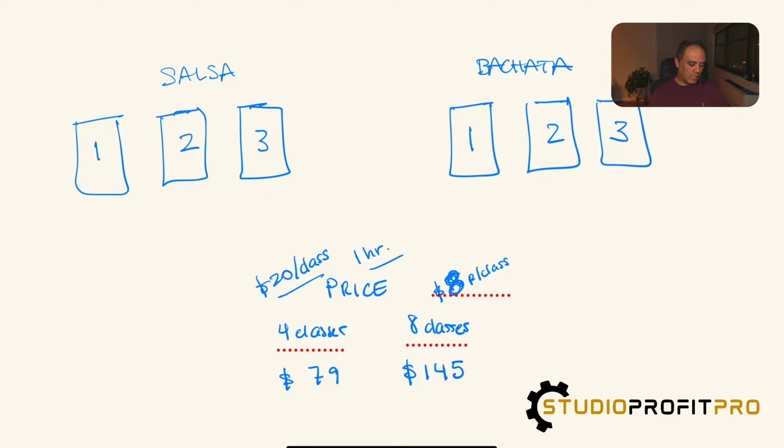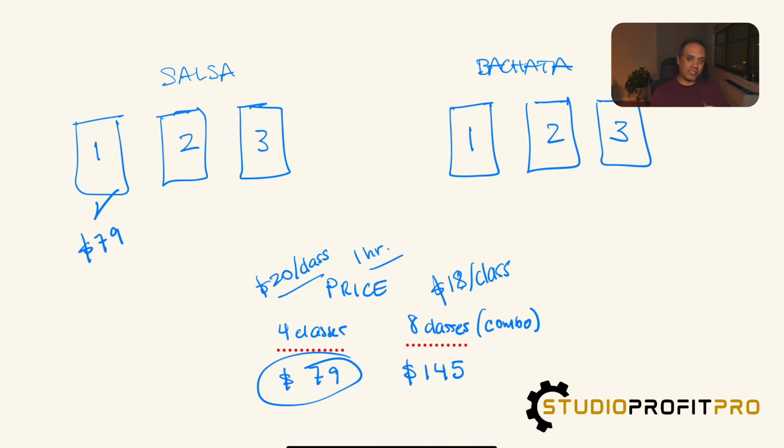So let me just clear this part right here. This is $18 per class, and this one is what we're going to call the combo package. Now let's say that people want to buy one level. They want to start learning how to dance salsa. They will come right here and pay for this package. They will pay $79 to take these 4 classes.